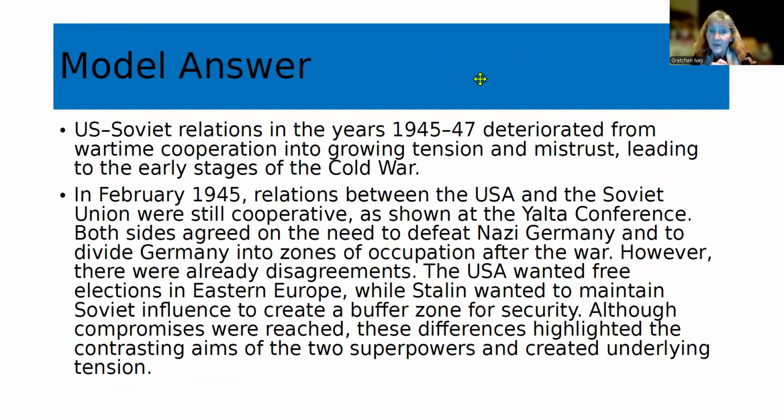In February 1945, relations between the USA and the Soviet Union were still cooperative, as shown at the Yalta Conference. Both sides agreed on the need to defeat Nazi Germany and to divide Germany into zones of occupation after the war. However, there were already disagreements. The USA wanted free elections in Eastern Europe, while Stalin wanted to maintain Soviet influence and to create a buffer zone for security. Although compromises were reached, these differences highlighted the contrasting aims of the 2 superpowers and created underlying tension.